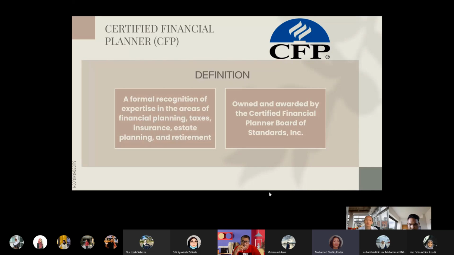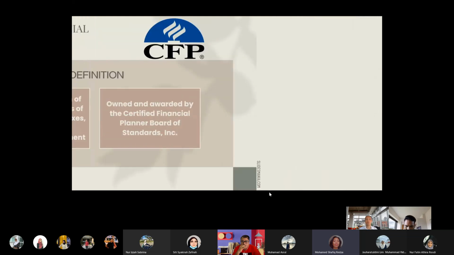So the information relates specifically to the CFP certification of the United States. You need to know that it is a formal recognition of expertise in the areas of financial planning, tax, insurance, estate planning, and retirement. So you can be awarded the CFP, which is Certified Financial Planner, by the Board of Standards. Okay, next.